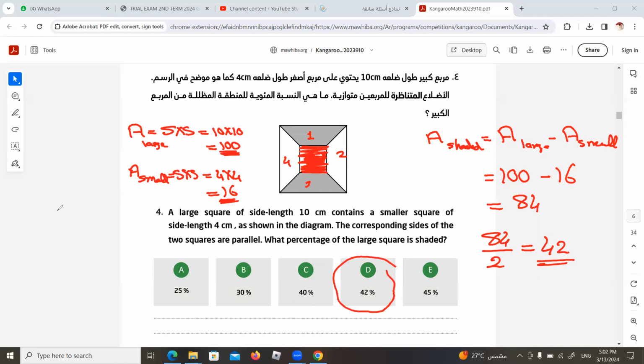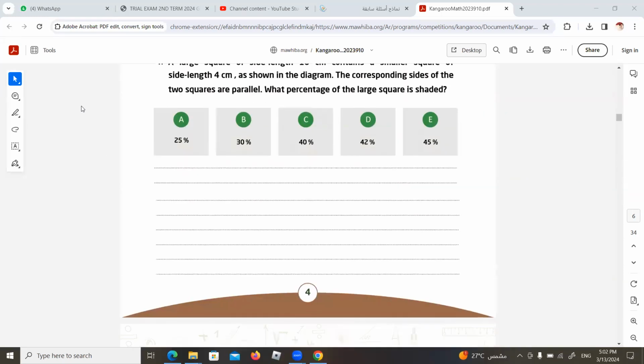Why 42%? Because the total area is 100. To get the percent, we take the part over the whole, multiplied by 100. Our part is 42, and the whole area is 100, times 100 to turn it into a percent. Cancel 100 with 100, so the answer will be 42%. Okay, we're going to the next, number 5.